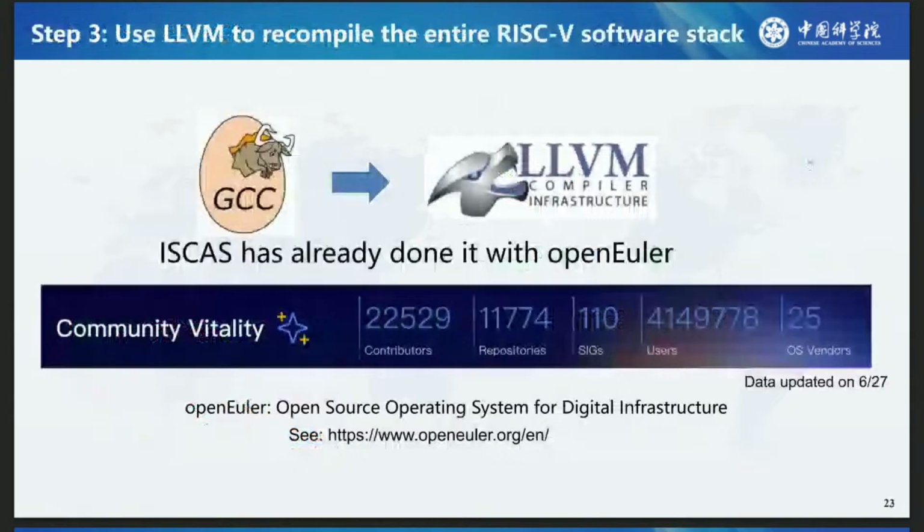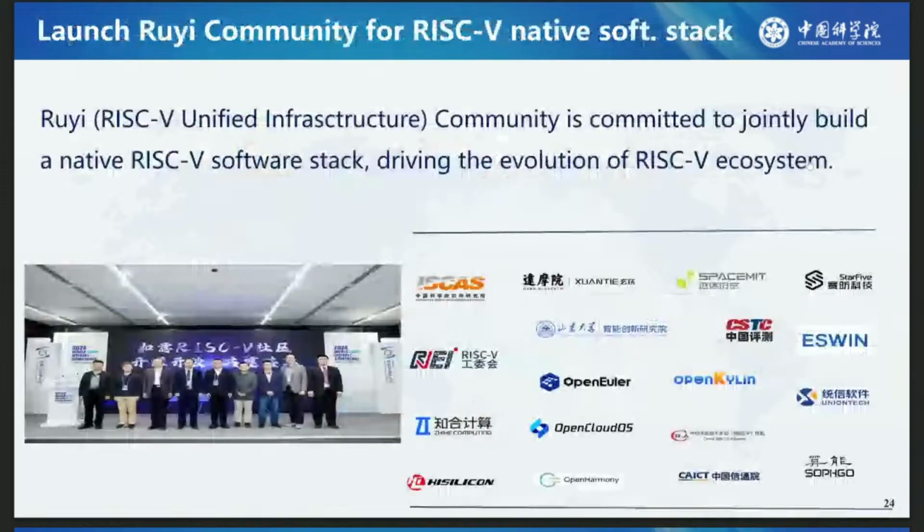So the third step is to use LLVM to recompile the whole software stack. And we know that currently the default compiler is GCC, and some distributions have already used LLVM. We have also practiced in the openEuler community, and we already have LLVM-compiled distributions available. I will not introduce openEuler due to the limited time, and my colleague Sheng will introduce more details.